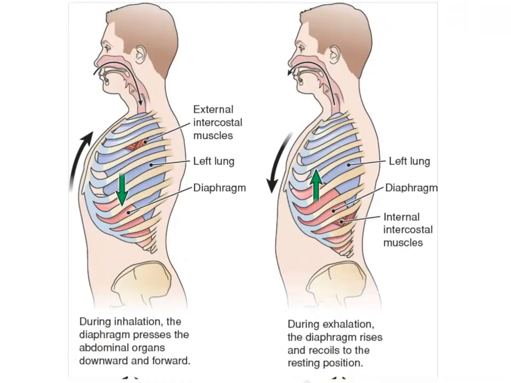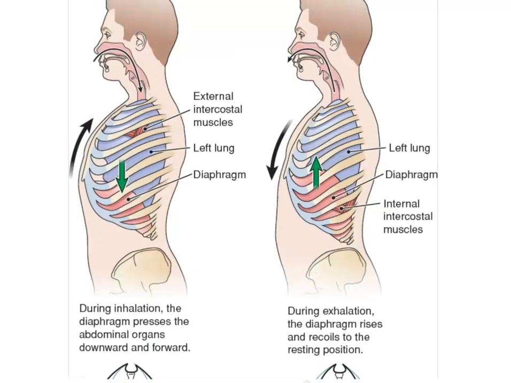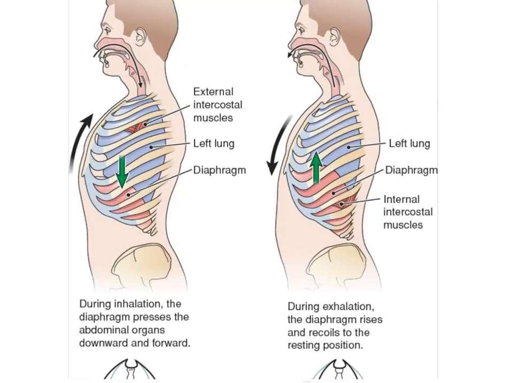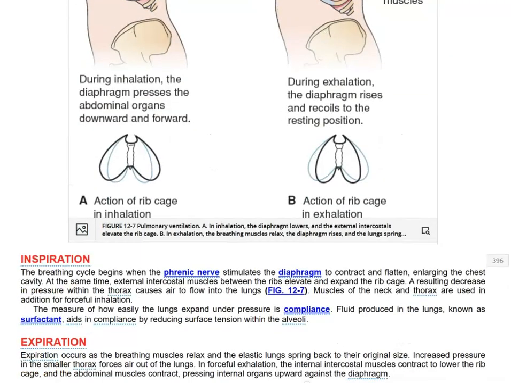All right, so breathing is discussed in chapter 12. You can read all about that. During inhalation, the diaphragm presses the abdominal organs downward and forward. Okay, yes, I get that. I don't know why they're really talking about that, but that's cool. That is true. And during exhalation, the diaphragm rises. Inspiration is the beginning of the breathing cycle, when you inhale, and then exhaling is finishing a breathing cycle.